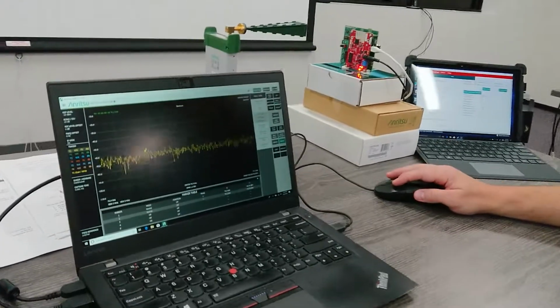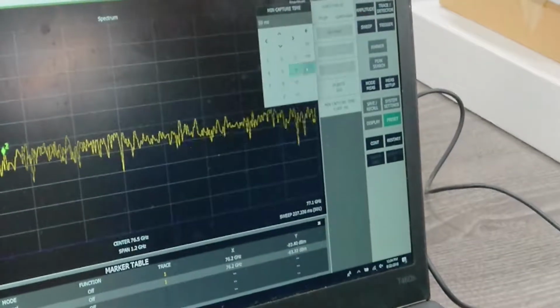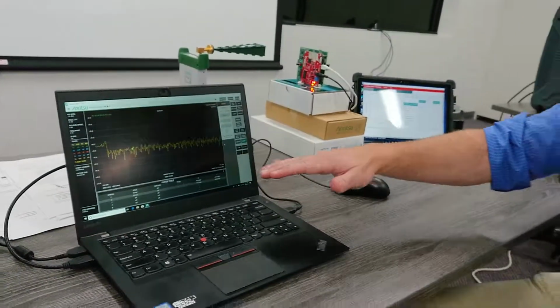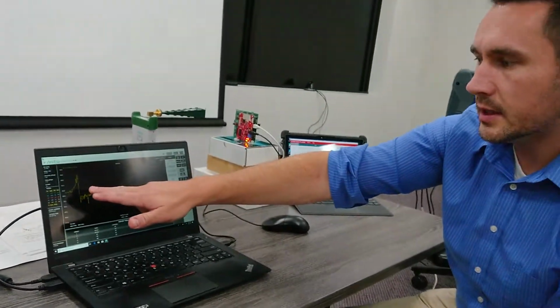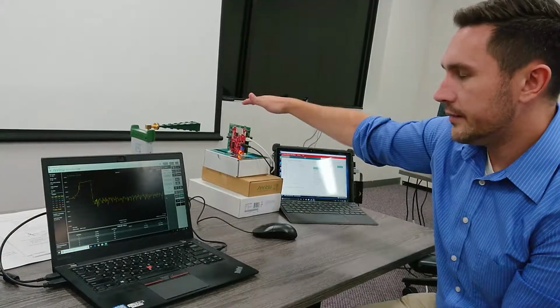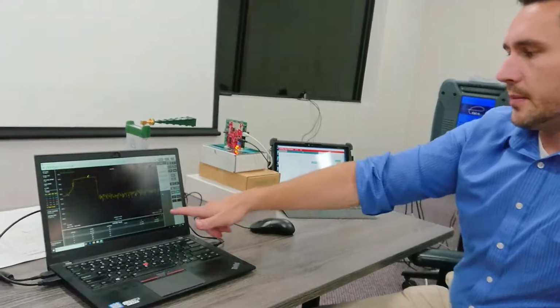So if I come into my sweep menu and set my capture time to match that frame period of 50 milliseconds, it's going to slow down the sweep. But what you'll see is I'm now building out a full frame, or a full envelope, of this FMCW signal that's coming over into the analyzer. So that sweep should take about 40 seconds.